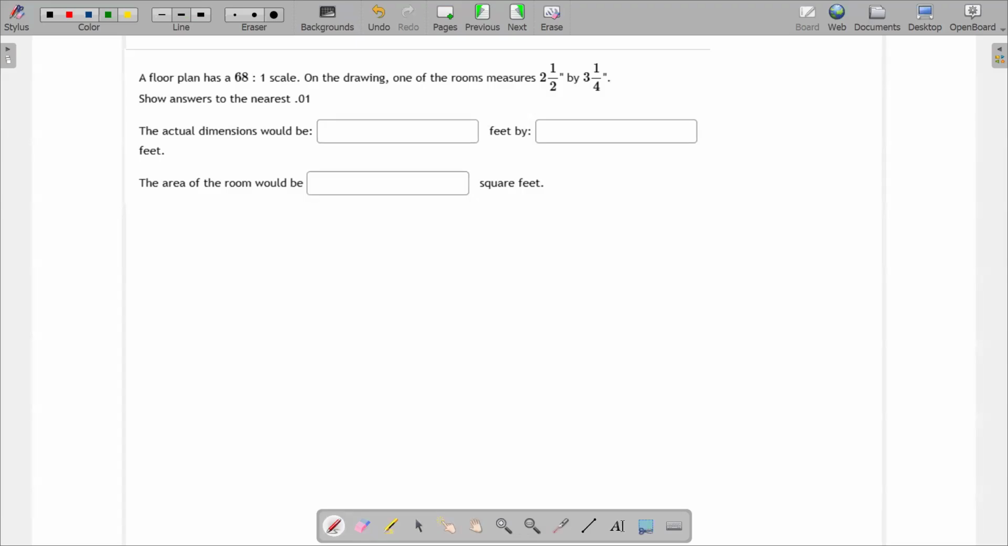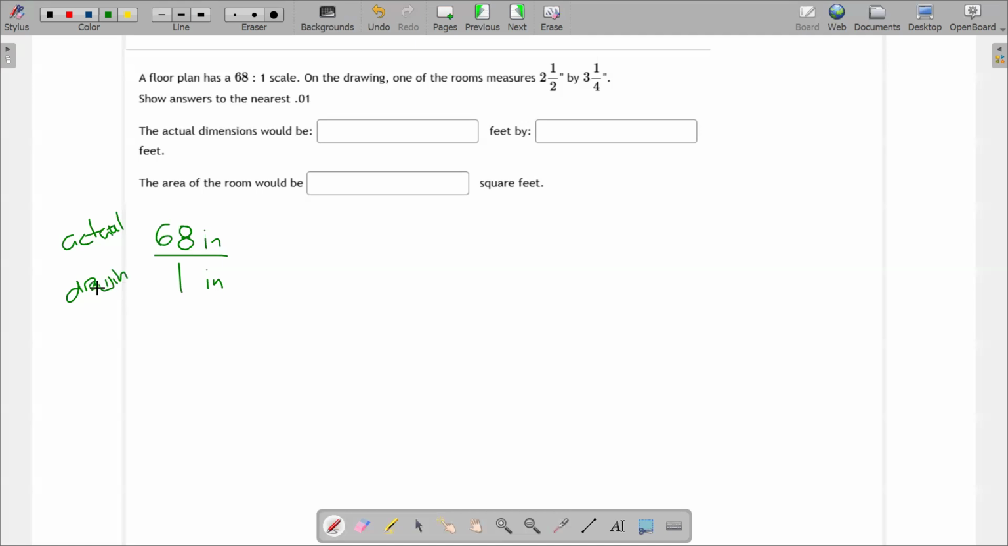Figure out the floor plan. We have a scale of 68:1, and what that means is 68 inches in the actual situation is the same as 1 inch on the drawing. This is actual versus drawing.